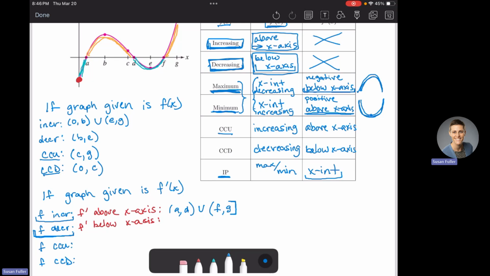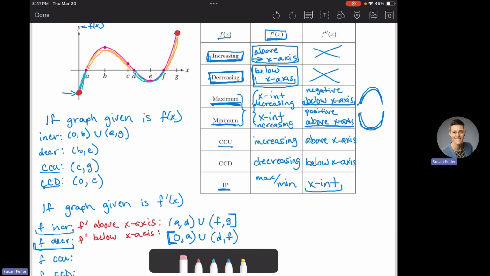So then I can write these intervals. I'm going to go from 0 to A. I don't want to include A because I'm on the x-axis there. I'm not below, but I do want to include 0 because I am below the x-axis there. And I'm going to union this with the stuff between D and F. So I'm going to go from D to F, and I'm not going to include either of those because those endpoints are on the x-axis, not below the x-axis.